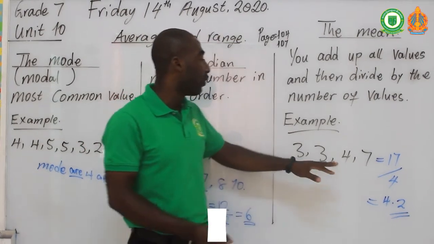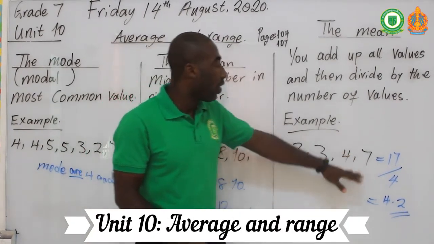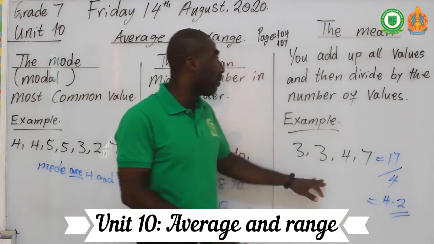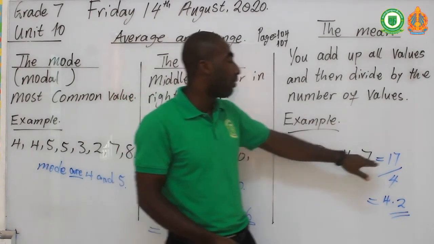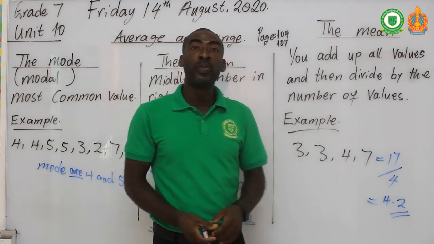So anytime you are dealing with mean, you add up all and then you divide by the number of values that we are dealing with. So these numbers that we are dealing with are 1, 2, 3, 4, and let's add up to 17.